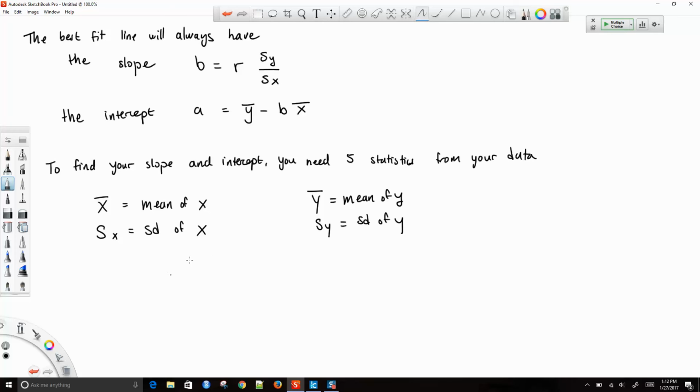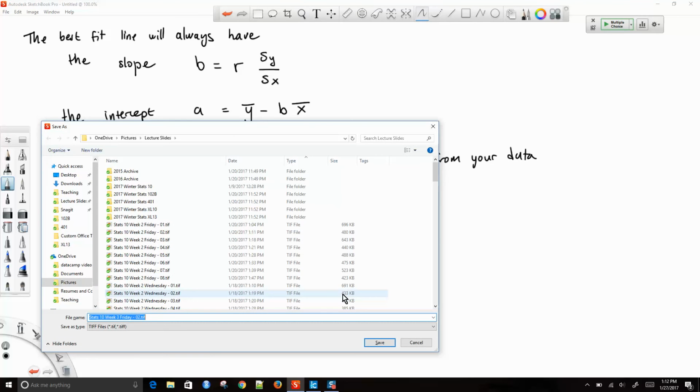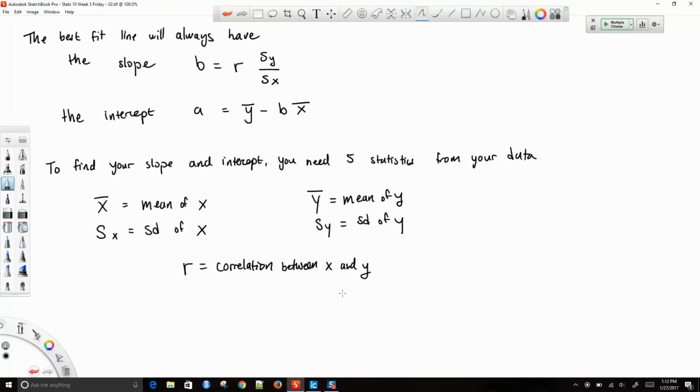Okay, and then the last one we need is the correlation between x and y. And we did not cover how to calculate the correlation between x and y by hand, and we will not do that, and that's okay. Okay, because we have computers and they do our work for us. Okay, so you can assume that R will be provided for you.